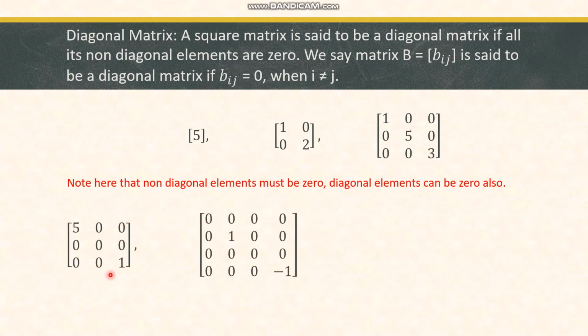For example, this matrix. Here if you see 5, 0, 1, this is a diagonal matrix. But one of the diagonal elements is 0. So in a diagonal matrix, diagonal elements can be 0 also. Here you see this first entry is 0. The third entry on the diagonal is 0. So in a diagonal matrix, diagonal elements can be 0 also. Non-diagonal must be 0 and diagonal elements can be 0 or non-zero.